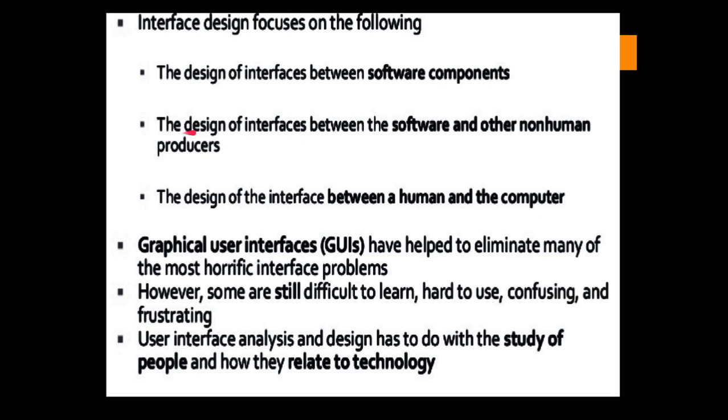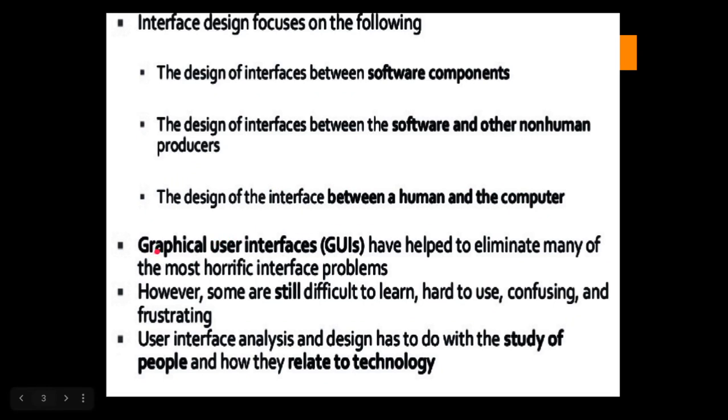The next one is the design of interfaces between the software and other non-human producers. Here some input may come from sensors or some other devices, and this software has to respond to that particular device. That is the interface between the software and other non-human producers. The next one is the design of the interface between the human and the computer. Here the user starts using the system, gives some command, and the computer has to respond to what the user has requested. That is another interface. So the interfaces are between the software components, between the software and other non-human producers, and between the human and the computer.